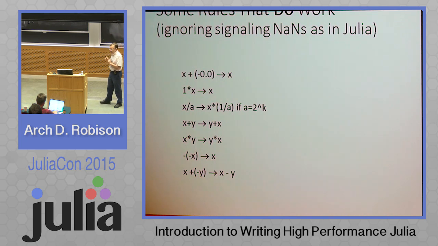I said negative 0 is the identity element. Multiplying by 1 still works. Actually, multiplying by powers of 2, or dividing by powers of 2, can be replaced by multiplication by powers of 2. Commutativity still works in the obvious ways. That's actually fundamental to IEEE arithmetic. The negative of the negative is the same. And that bottom rule is actually the definition of subtraction in IEEE arithmetic. So that one better work.